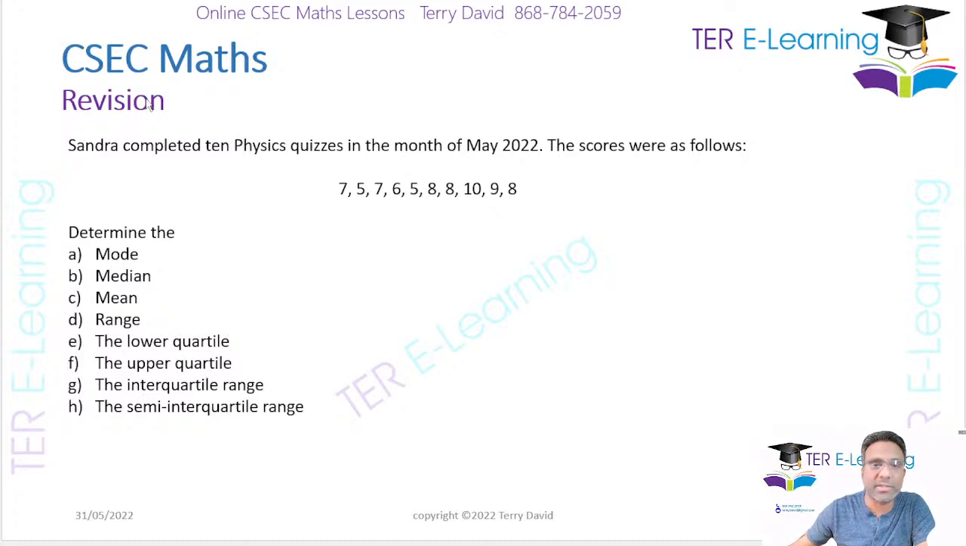Now, let's look at this question here. Sandra completed 10 physics quizzes in the month of May 2022, and the scores were as follows. So you have some scores here: 1, 2, 3, 4, 5, 6, 7, 8, 9, 10. We have 10 scores here, and we want to determine what the mode, or the modal score, is. Based on the data here, can you tell me what the mode is?